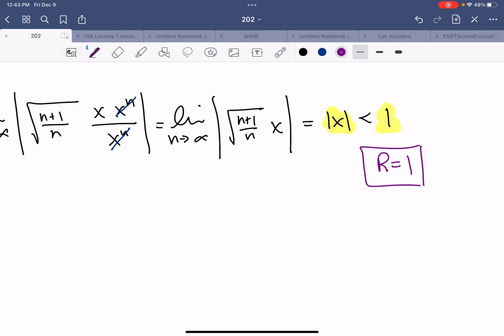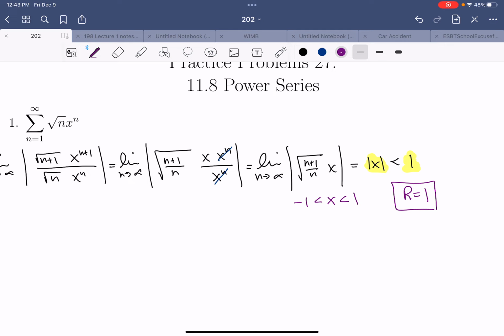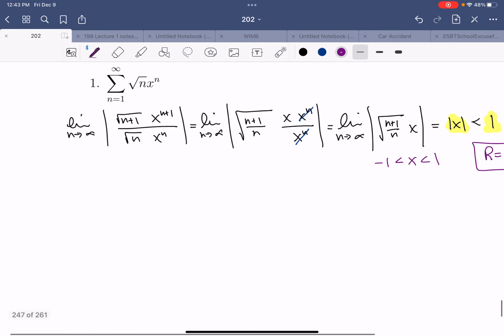So then my interval is going to be, if you think about the inequality here, from -1 less than x less than 1. And so what we need to do is check the endpoints at -1 and 1 to determine whether we should have the or equal to there to determine our interval of convergence.